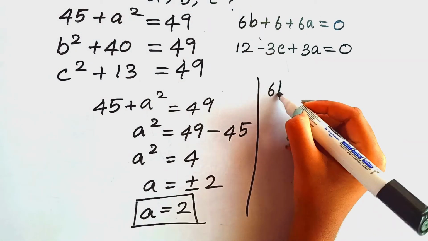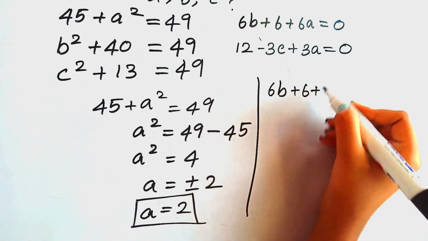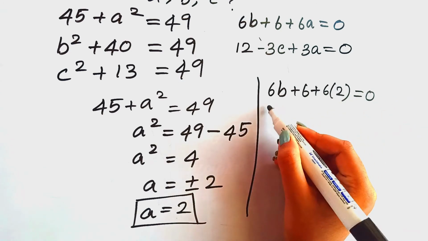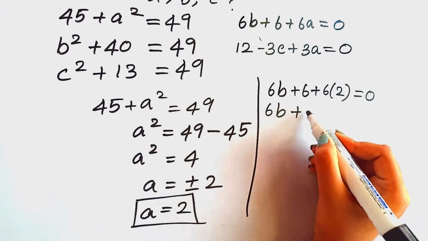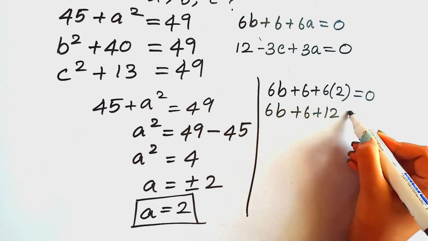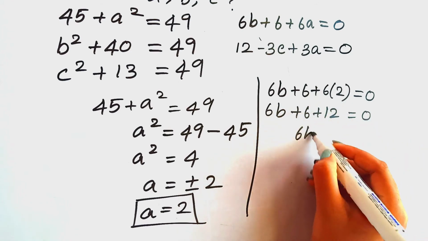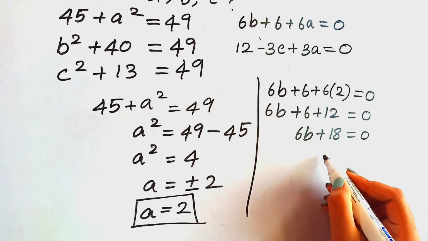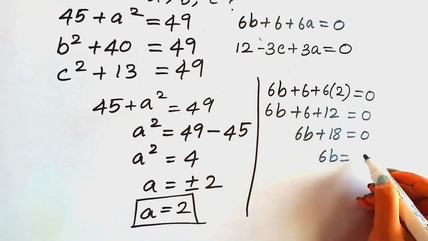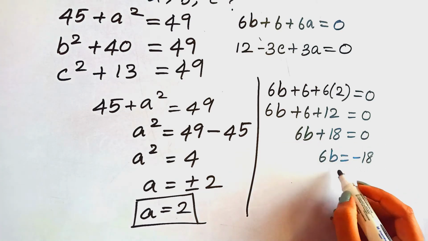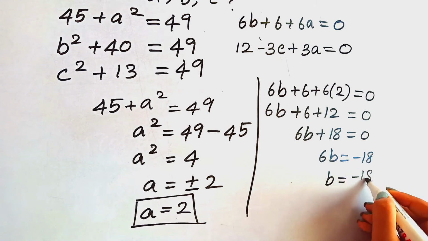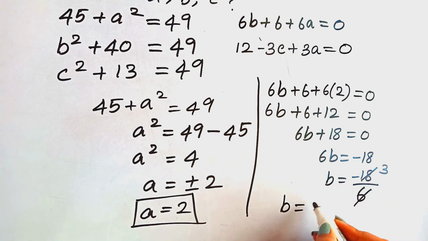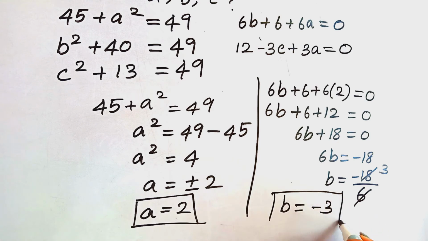Let's find it. 6b plus 6 plus 6 into a, so 6 into 2 is equal to 0. So let's substitute that. 6b plus 6 plus 6 2s are 12, so 12 is equal to 0. And then 6b plus 6 plus 12 we'll get an answer 18 is equal to 0. And then 6b equal to 18 will go to the right hand side, so that it will become minus 18, and b is equal to minus 18 divided by 6. So 6 3s are 18, right? So therefore we got an answer b equal to minus 3, right?